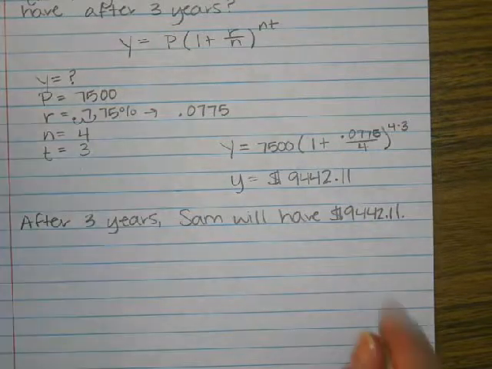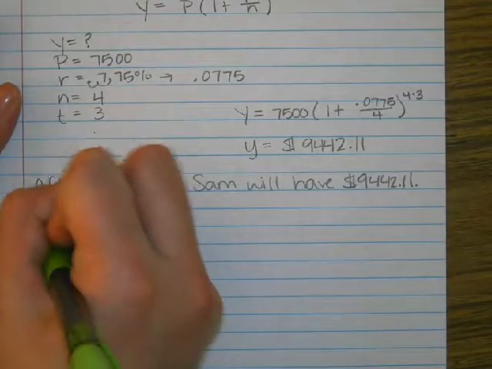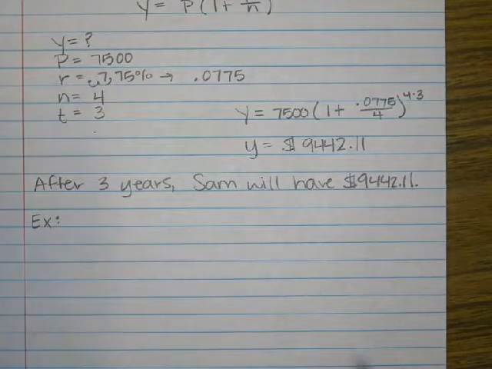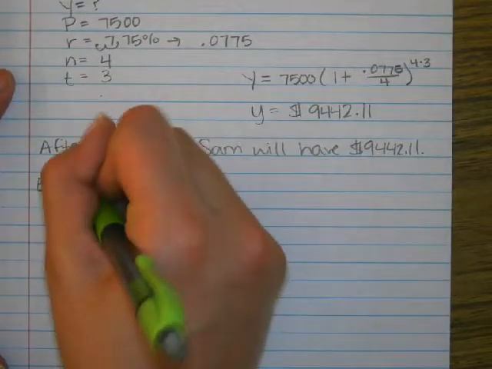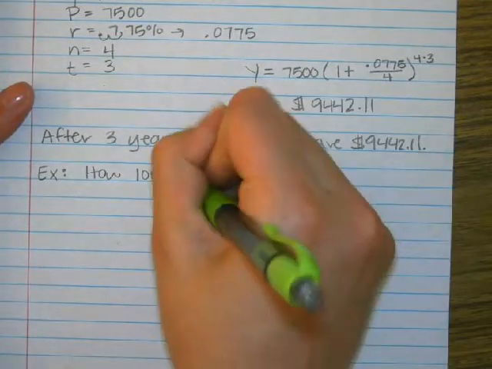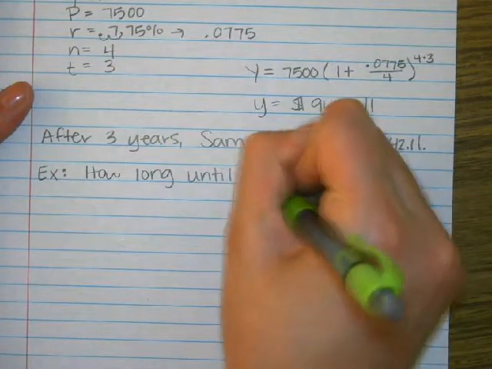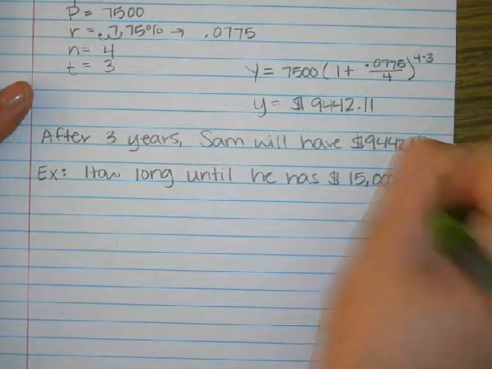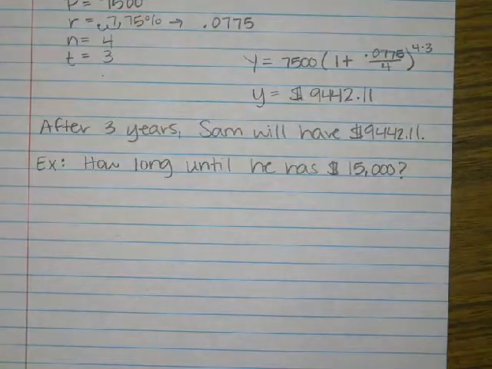All right, next example problem. How long until he has $15,000? That's the question. If you wanted to, you could use the table. That would be using the cheater Math 1 method.